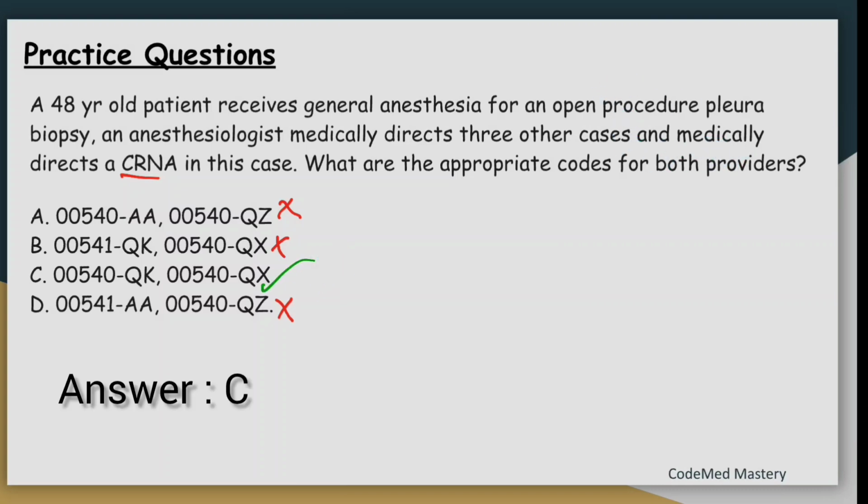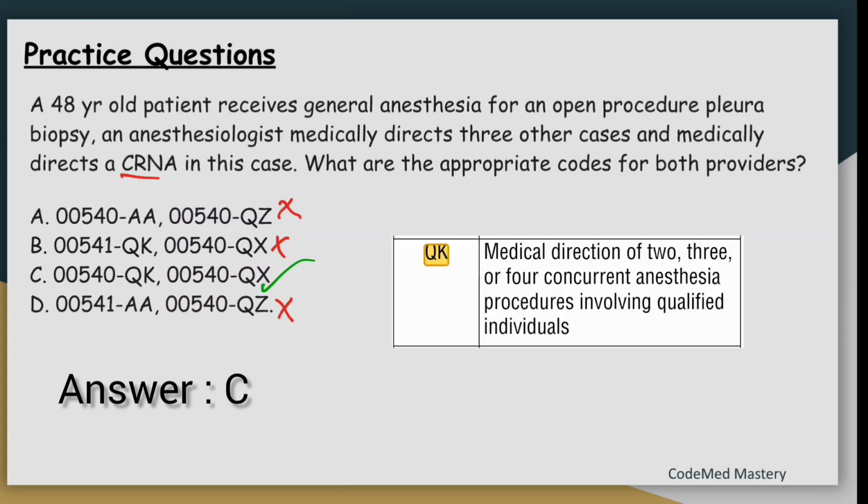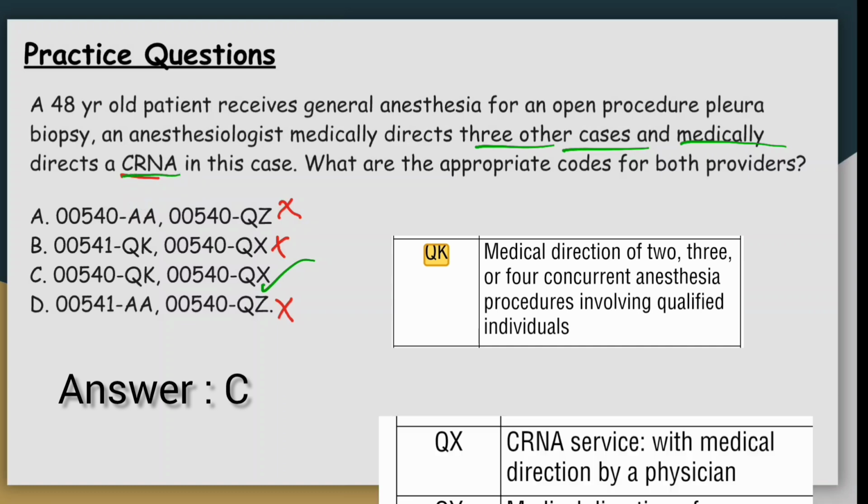We'll check the modifier QK. QK is for medical direction of 2, 3 or 4 concurrent anesthesia procedures involving qualified individuals. You can check in the scenario. The anesthesiologist medically directs 3 other cases and medically directs a CRNA. That is modifier QX is for CRNA service with medical direction by physician. So option C is the right answer.